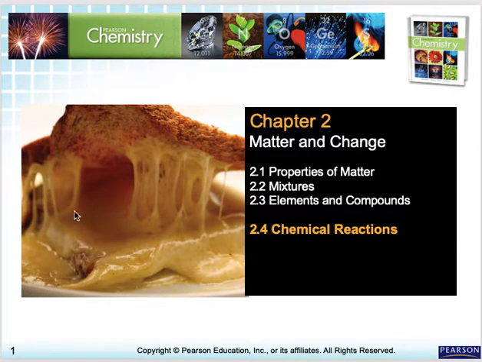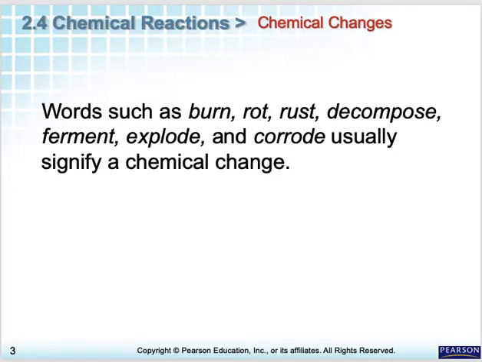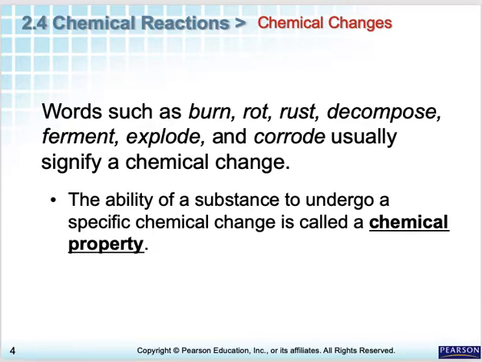Welcome back. Let's start talking about section 4, and this is chemical reactions. So, chemical reactions, and how do we know that a chemical change is taking place? And you're going to have certain types of reactions to remember. So, words such as burn, rot, rust, decompose, ferment, explode, corrode almost always indicate a chemical change has taken place. The ability of a substance to do these things is called a chemical property.